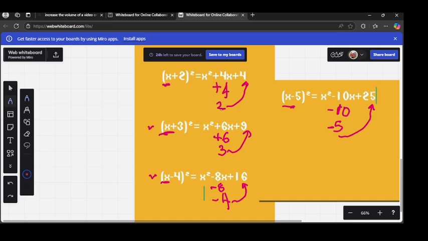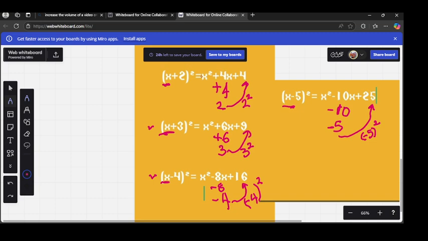Now, if you square 2, you will get 4. If you square 3, you get 9. If you square minus 4, you get 16. And if you square minus 5, you get 25. Does this make sense to you now?